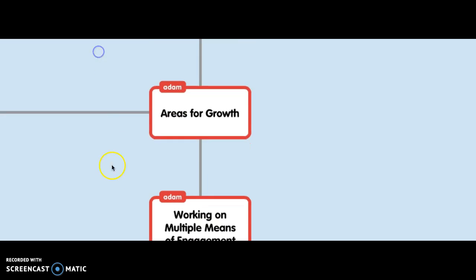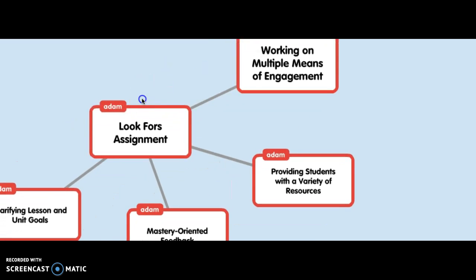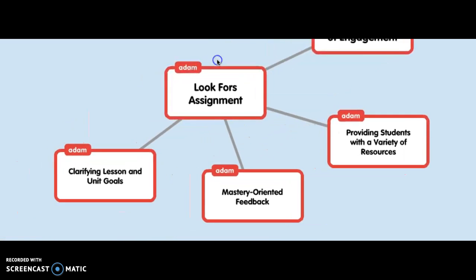Another area for growth for me, I think, is working on multiple means of engagement. The Look Fors assignment was really great for me to do this, because what I did is I created a checklist of things that I should be looking for, and then also this could potentially be used in a professional learning community. So I'm going to share that with my professional learning community in the next meeting.